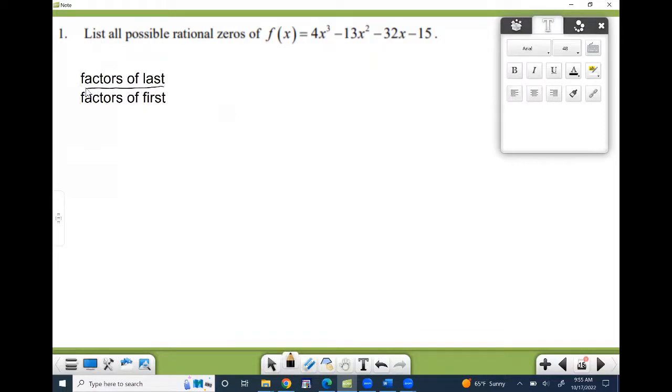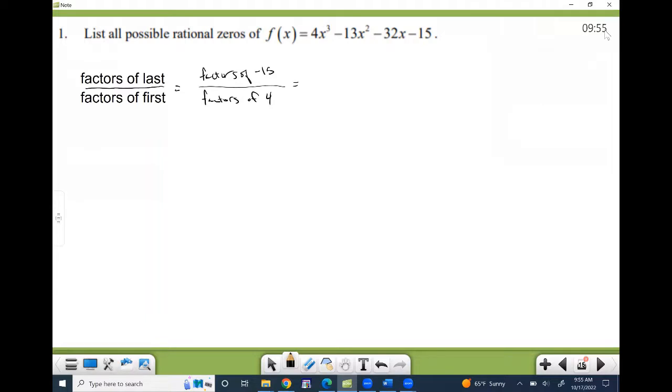Okay, so what that means in this case, right? The last number is negative 15. And the first number is 4. So we want factors of negative 15 on top of factors of 4. So all the things that multiply to make 15, right? Well, I know 1 times 15 and 3 times 5. So I'm just going to put those all on here. Okay, 1 times 15 and 3 times 5. And then all of the factors of 4, well, 1 times 4 and 2 times 2. And that's the only things that I can think of.